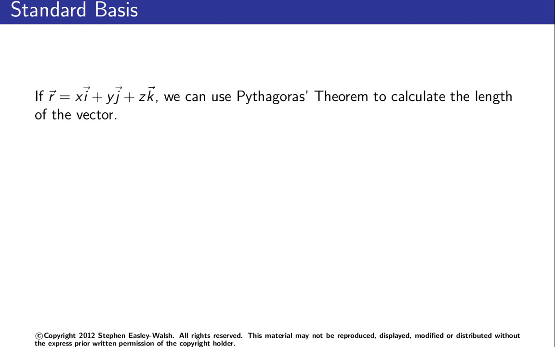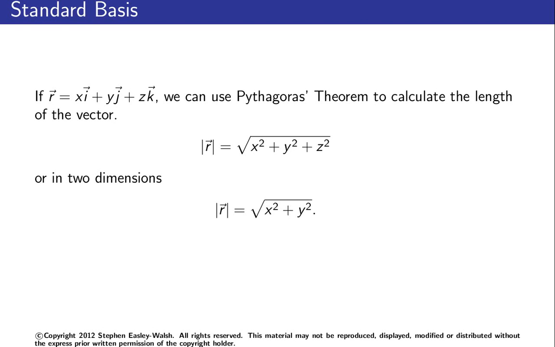Now, suppose we have our vector xi, yj, and zk. We can use Pythagoras' theorem to calculate the length of this vector. The length of this vector will just be the square root of x squared plus y squared plus z squared. If the vector is two-dimensional, we will get the square root of x squared plus y squared.